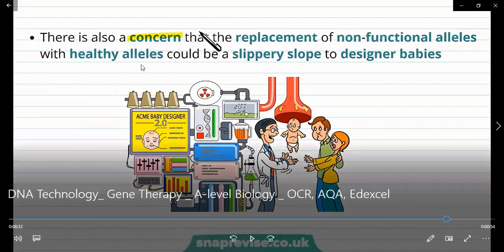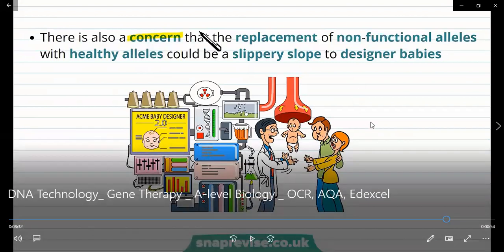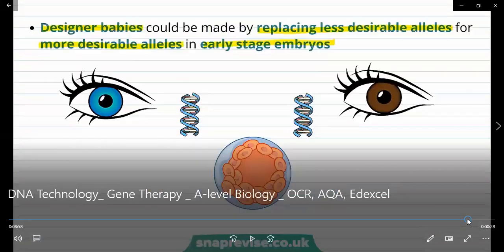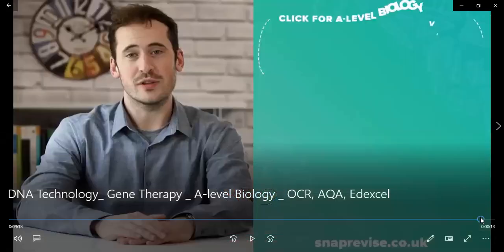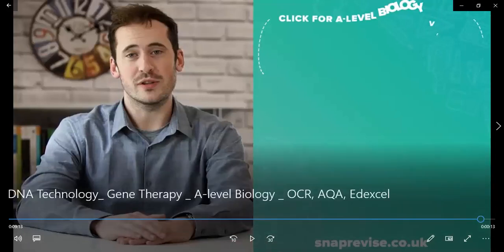And then, even though it might seem like a very useful technique now to try to help these persons, it can also be manipulated. You can also use it to try to have designer babies, where you decide what traits you want your baby to have and genetically engineer the child to have those traits, by replacing less desirable alleles with more desirable alleles at the embryo level, right? So they're saying that this technology could be manipulated for that reason. So that is a possible downfall. But there are some other downfalls with gene therapy, which I will go through now.